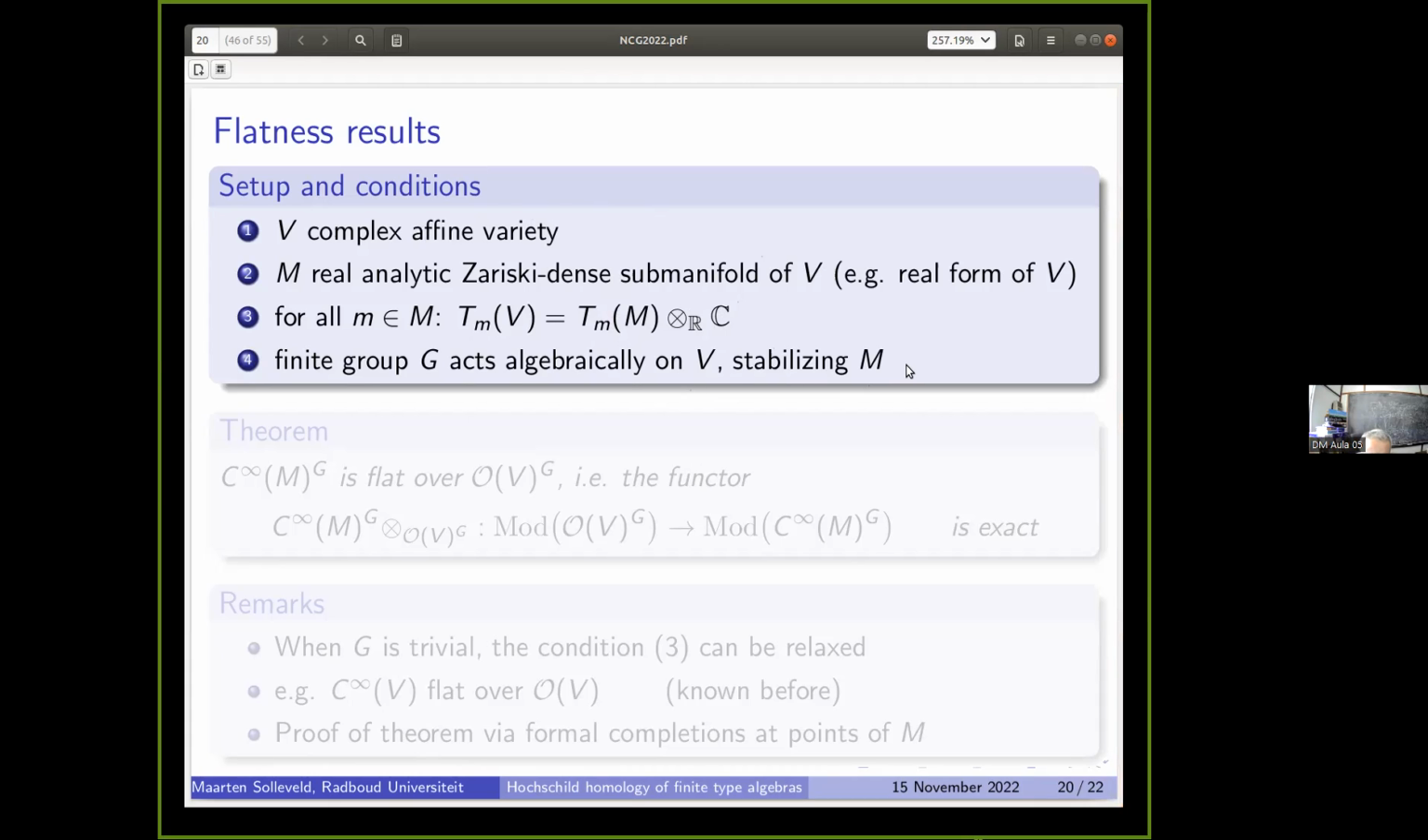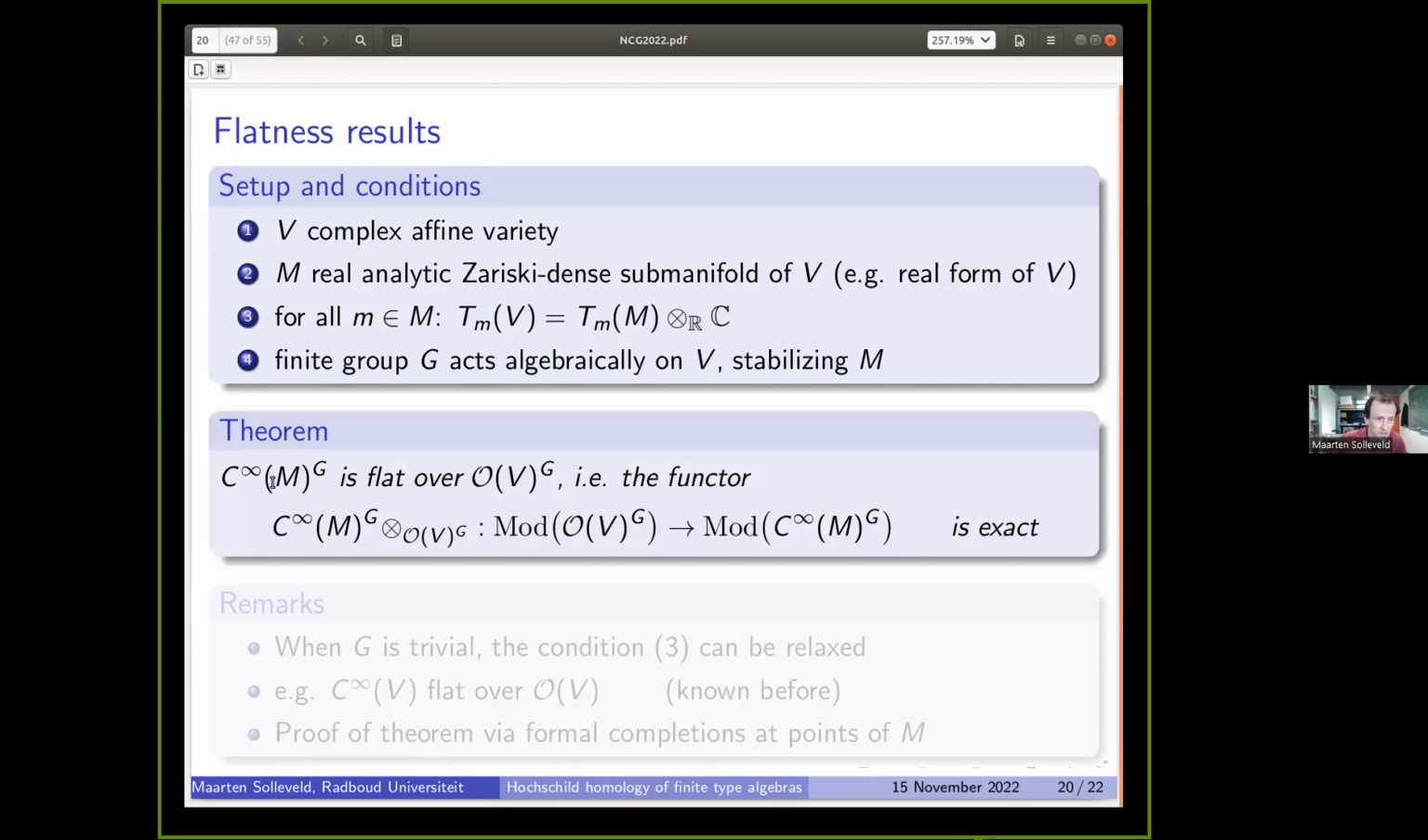Sorry, so you allow singularities in V, right? Yes, but those singularities may not lie on M. So M is smooth as a manifold. The singularities that are in V will disappear if you restrict to M.